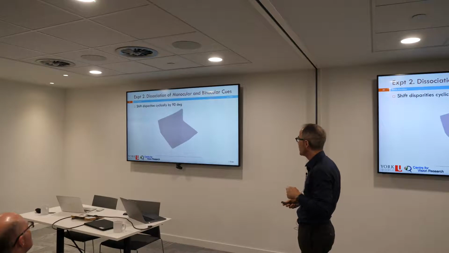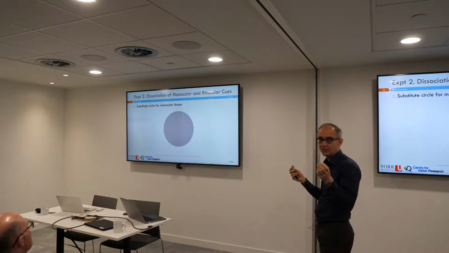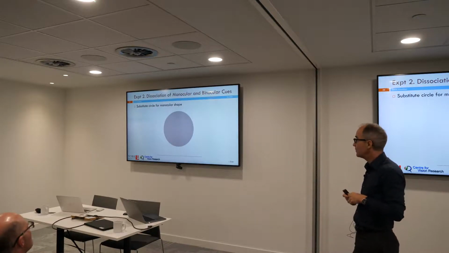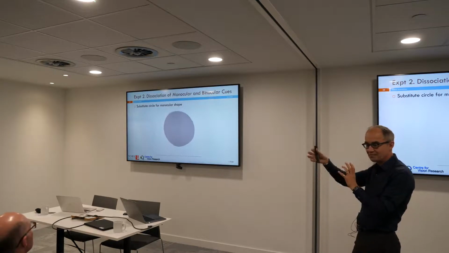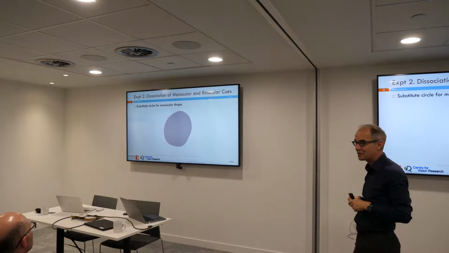The second thing we tried was to just remove the monocular shape altogether and have just a circular shape, and then this kind of looks like a potato chip, or a crisp, I guess you call it, a crisp.